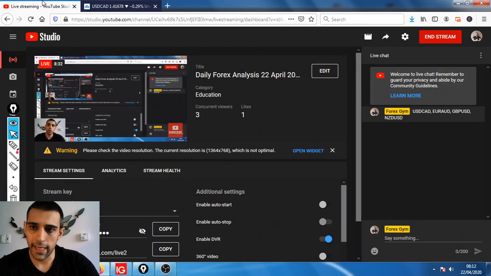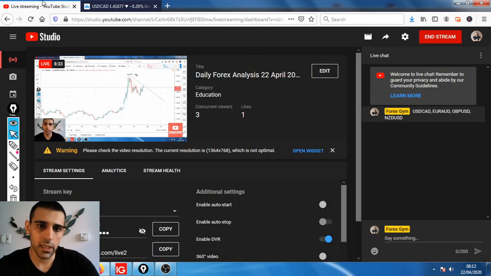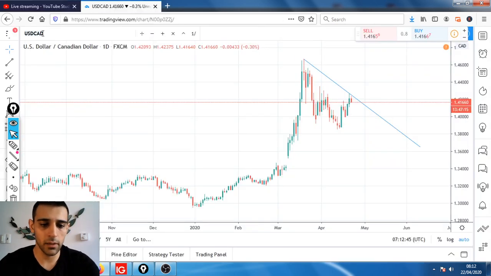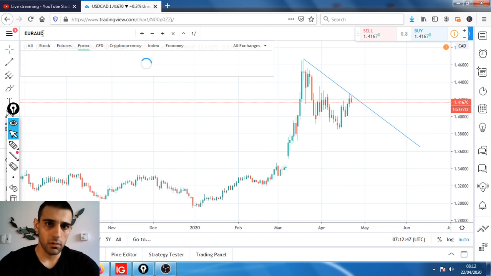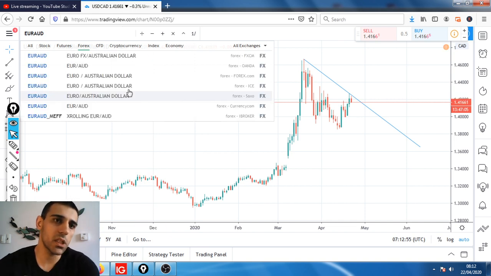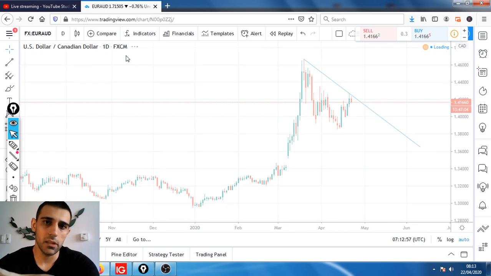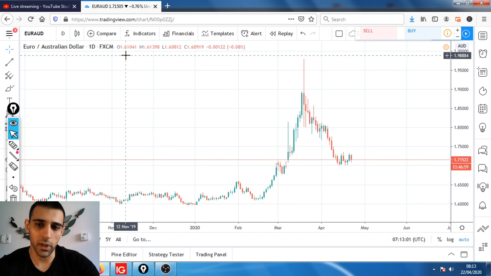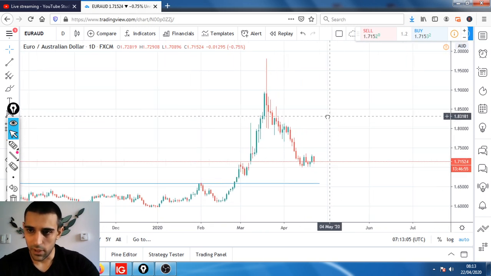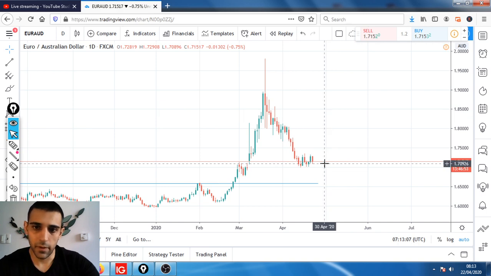So let's jump into the next one, which is euro against Australian dollar. Let's go to euro against Australian. EURAUD. This is an interesting currency. Does pretty good moves. Sometimes it gets into choppy mode, but then when it starts to move, it moves a lot. So for now, it's sitting at 71.50.